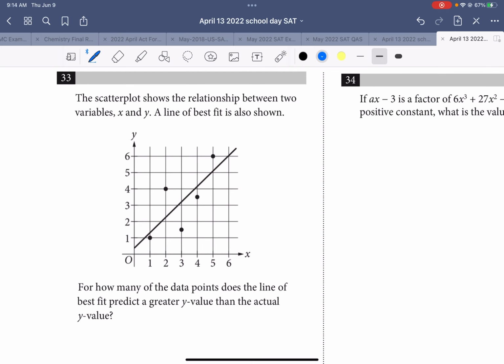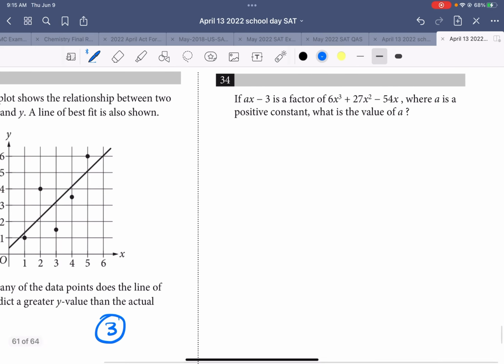Number 33. The scatter plot shows the relationship between two variables, x and y. A line of best fit is also shown. For how many data points does the line of best fit predict a greater y value than the actual? So this dot represents the actual, and the line is the predicted value. You're looking for how many data values the line of best fit predicts a greater y value than actual. When you look at those three underneath that line, your predicted value is greater than the actual one. So you should say 3 points. You just count it.